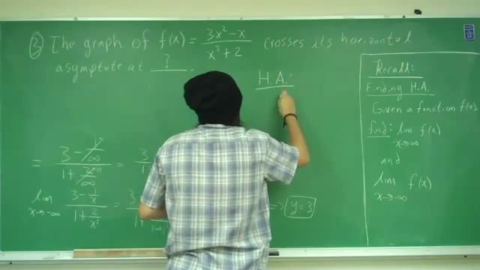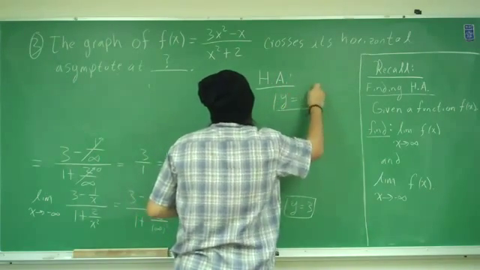No, the horizontal asymptote is y equals 3. So that's just what we need to know.